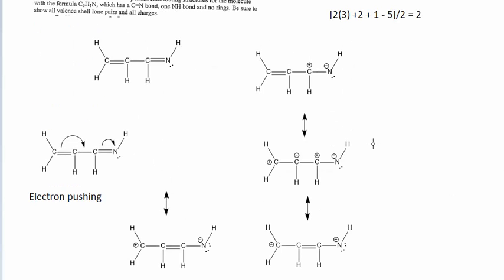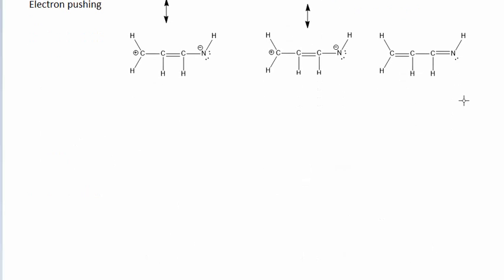So as far as stability goes, what's more stable? This or this? And I think it should be fairly obvious. This one over here, this carbon does not have a complete octet, and this one is neutral. So this one has full octets on everything and is neutral. This one is a far superior resonance structure to this one.